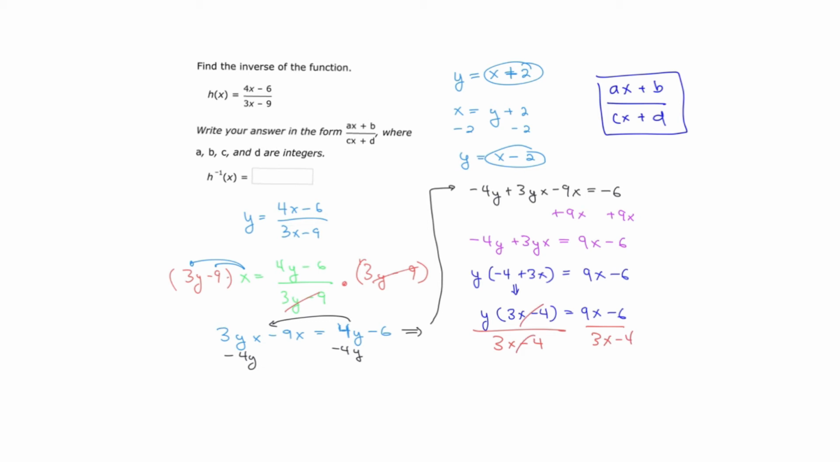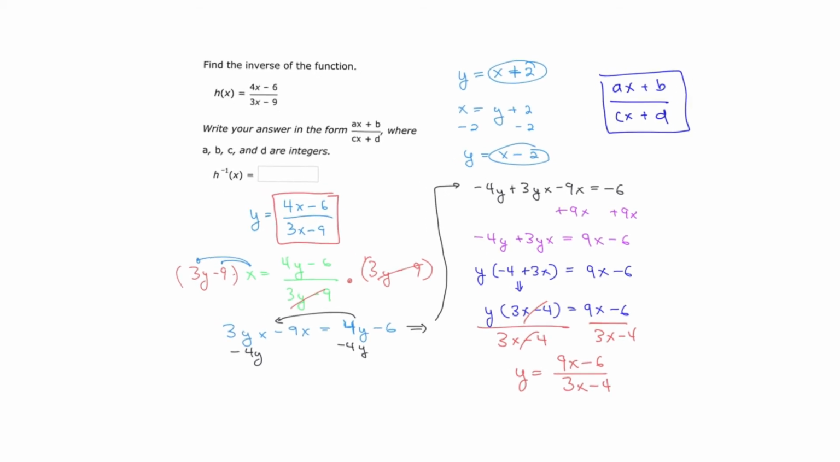These cancel out. And my inverse function of 4x minus 6 over 3x minus 9 is 9x minus 6 over 3x minus 4. And just to quickly go through it again, with some steps highlighted so you can follow along, we want to multiply both sides by 3y minus 9, so we're getting that piece off the bottom.